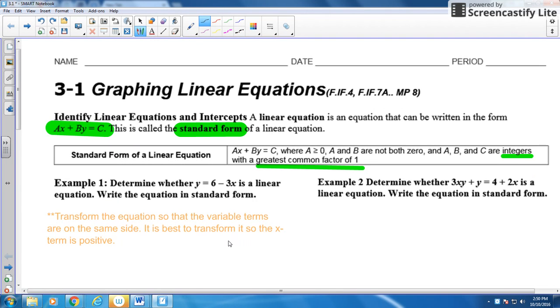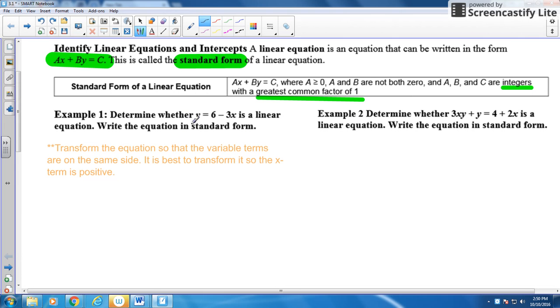So here we have an example. Determine whether y equals 6 minus 3x is a linear equation. And if it is, write the equation in standard form. Okay, well, let's see if we can put it in standard form. And I gave you a helpful hint here. You should always transform the equation so that the variable terms are on the same side. It's best to transform it so that the x term is positive. Your life will just be easier.